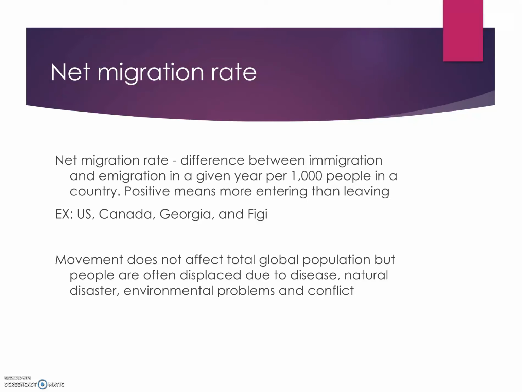Movement doesn't affect total population, but people are often displaced due to disease or natural disaster or environmental problems and conflict. So people that are choosing to leave a lot of times are leaving bad environmental conditions. This can create crowded and unsanitary conditions. It can create food and water shortages, refugee camps, and a lot of these efforts when we look at large groups of people that are moving is humanitarian and environmental health issues.